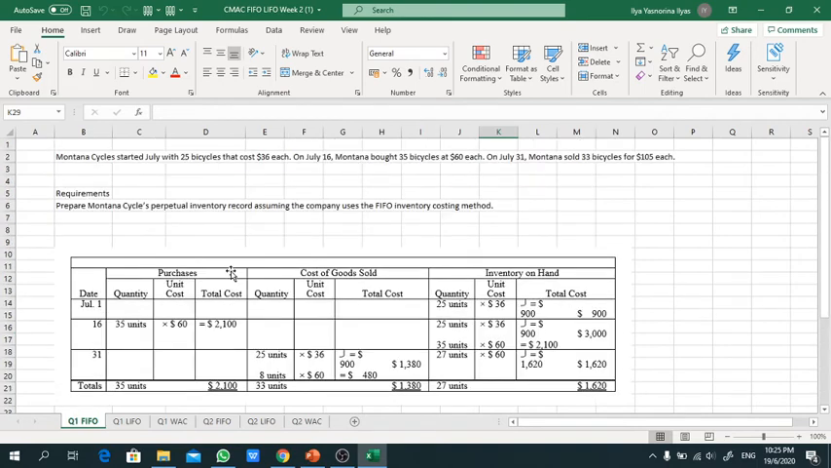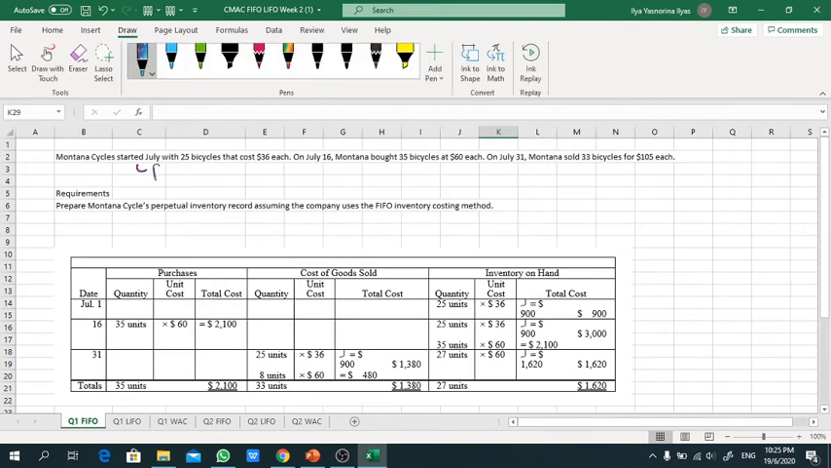What about FIFO? Montana started July with 25 bicycles that cost 36 each. This is our beginning inventory. So 25 is our beginning inventory. On July 16, Montana bought 35 bicycles at 60 each. So this is the new purchase.